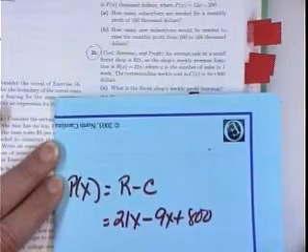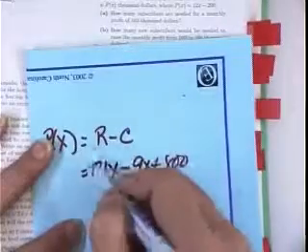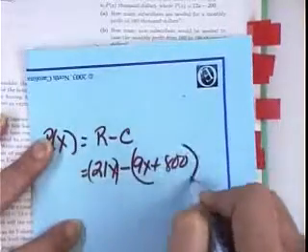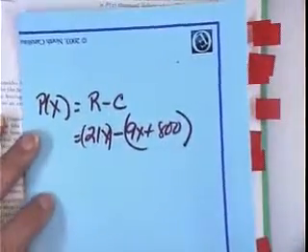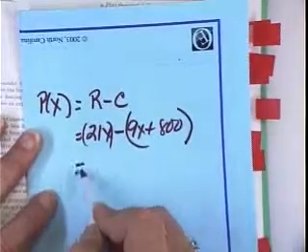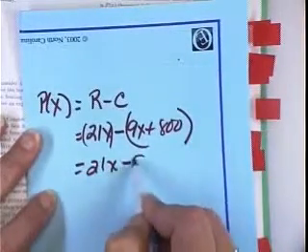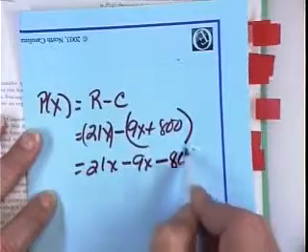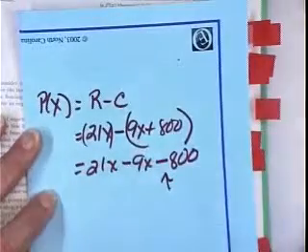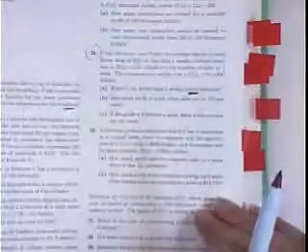9X plus 800 has to be in parentheses. Thank you. It's revenue minus the whole cost. If you mess up on your parentheses, it's going to hurt. So you have 21X minus (9X plus 800), which is 21X minus 9X minus 800. Be careful to set things up in parentheses. Okay? That's all I think we need to say about that one, unless you think there's something else.